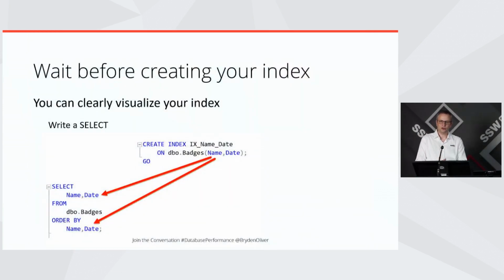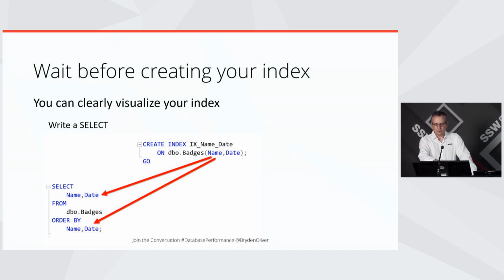Okay, so we're thinking we're going to create some indexes. How can we visualize what's going to be in the index and how it's going to look? You can actually write a select that basically mirrors and gives you back as the results what your index is going to look like. And then you can try by hand to find the information you were going to ask for.